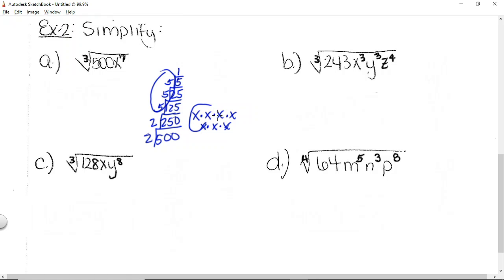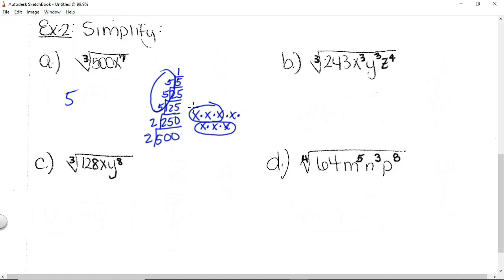Well, let's do it this way. We have a group of 3 here, right, times there, showing it goes across. We have another group of 3. Okay, so now we do have all the groups, and we're ready to say, okay, we have one group of the 5s, so we bring out a 5. We have 2 groups of the x's.